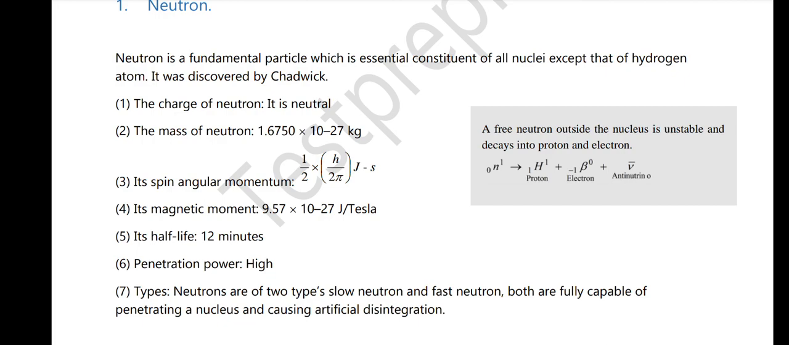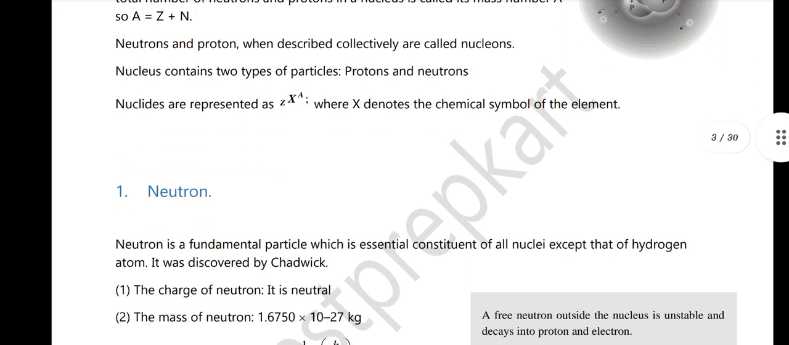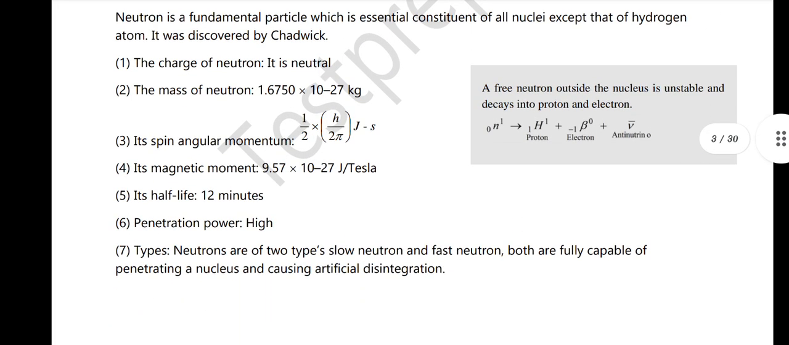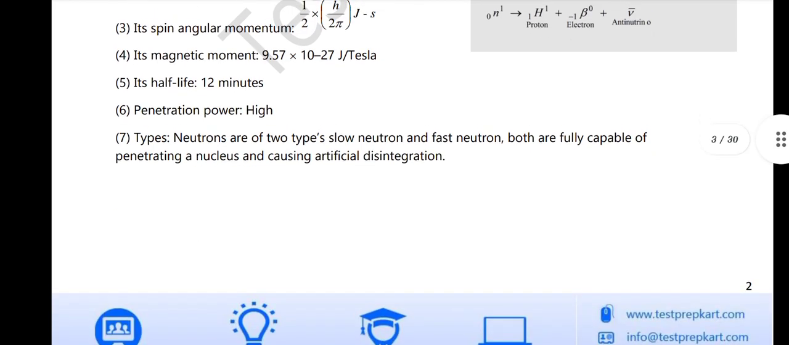The charge of the neutron is neutral. Sorry, I said nucleus by mistake. So the neutron's charge is neutral. The mass of the neutron is 1.675 into 10 to the power minus 27 kg, and the spin angular momentum is 1 by 2 into h by 2 pi. The magnetic moment is 9.57 into 10 to the power minus 27 J.